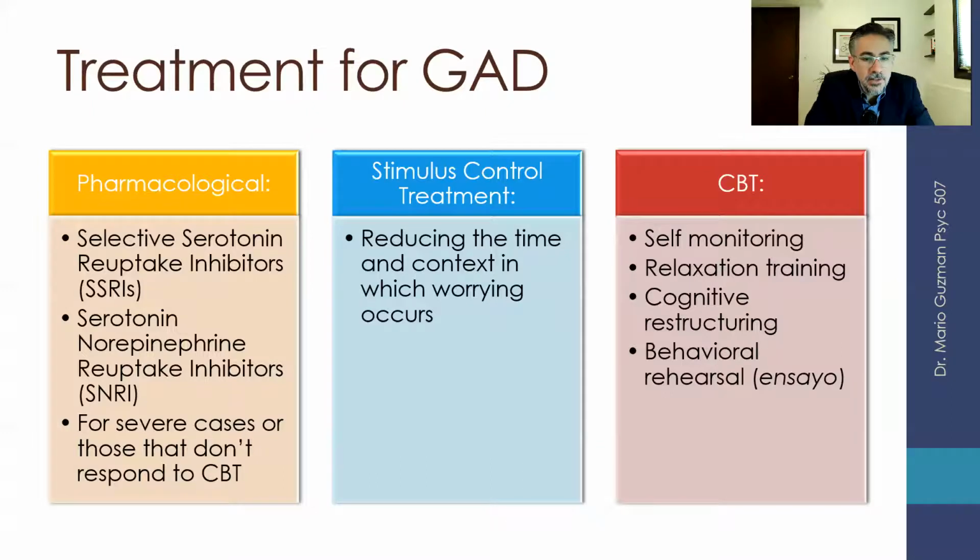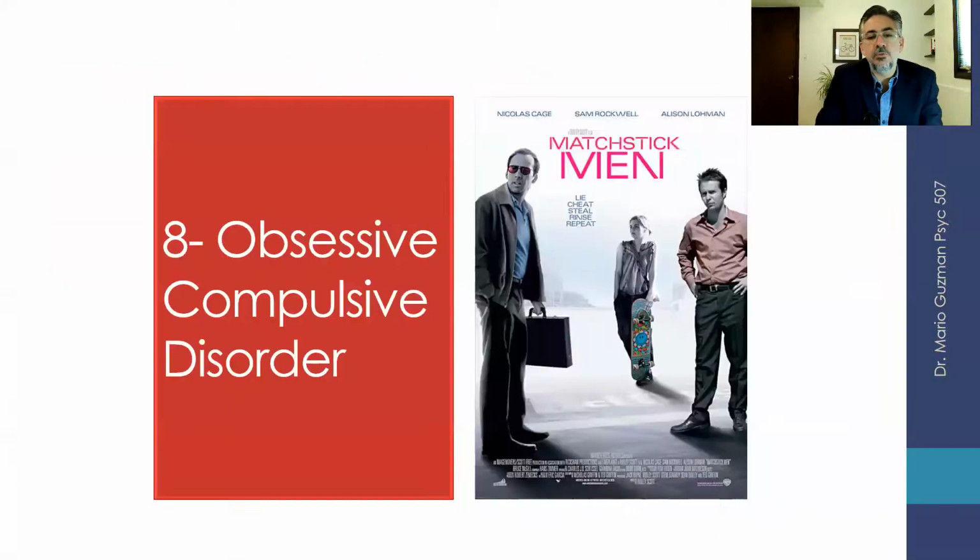Now, stimulus control treatment: reducing the time and context in which worrying occurs. I would say this is more a technique than a treatment per se that needs to be used with the clients, regardless if it's treated by CBT alone or CBT plus medicines. Well, self-monitoring, relaxation training, cognitive restructuring, and behavioral rehearsal in CBT. This behavioral rehearsal, they are ensayos, right? They are like practicing, putting the client in situations where they will experience the anxiety and then helping them to see what are the options to handle both the situation and the anxiety that they are experiencing. All right, so let's move now to obsessive compulsive disorder.